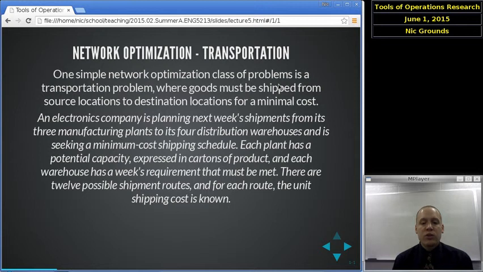So whatever our cartons are, or units of product, we have the capacities of the plants. We need to ship that capacity, those amounts, to each of the warehouses according to their demand or their requirement. So some may need more than others. And we want to choose the routes between sources and destinations that will add up to the lowest possible cost.